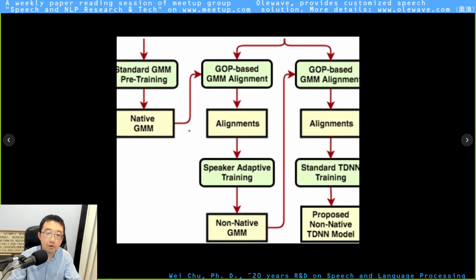This is a general flowchart of how we train our system. As you can see, we use GMM, but it definitely can be replaced with DNN or any advanced acoustic model.